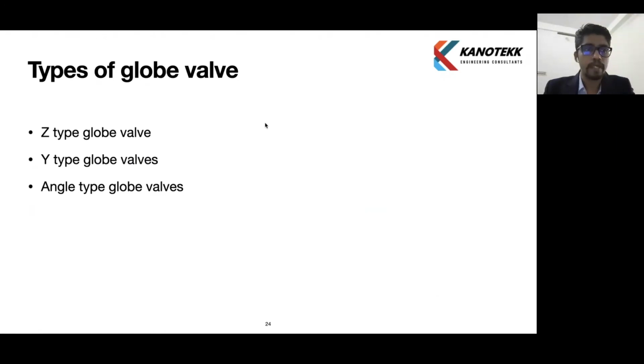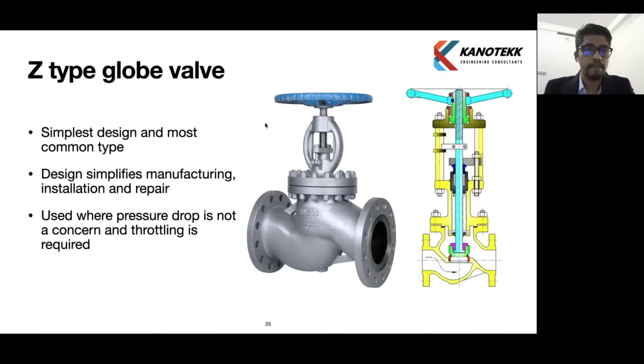Okay, so now we can see the types of globe valve. There are three types actually: Z type, Y type, and angle type globe valve. We will see it in detail. The Z type globe valve, we can see in the picture, looks like a Z. The body looks like Z type. It is the simplest design and most common type. The design simplifies manufacturing, installation, and repair. So it is widely used.